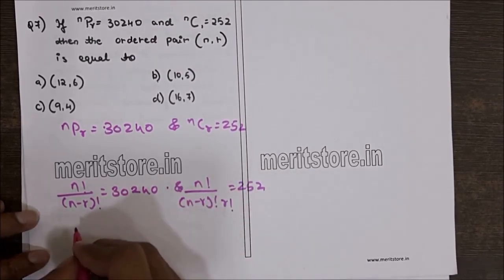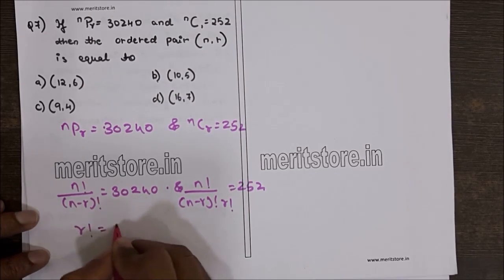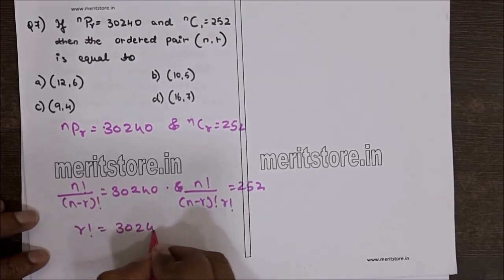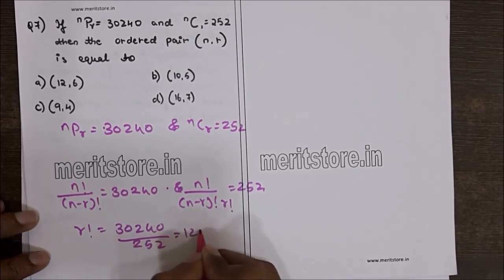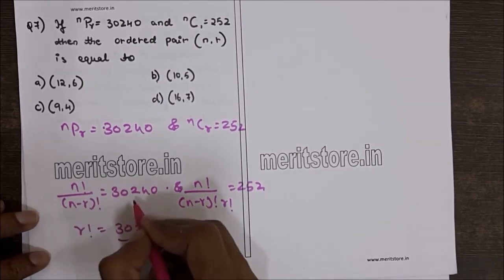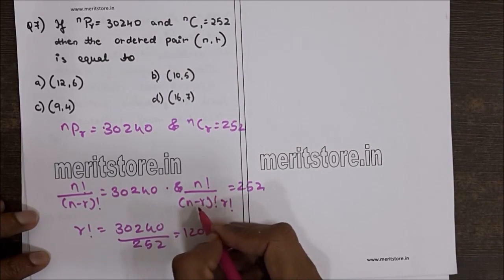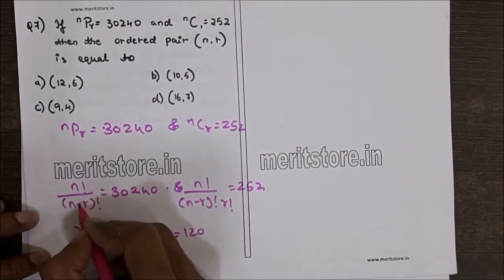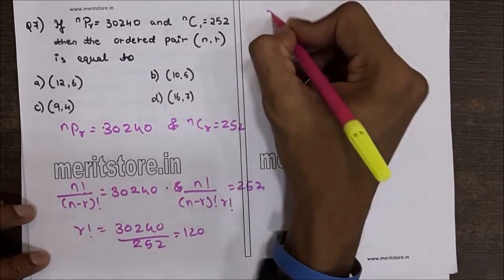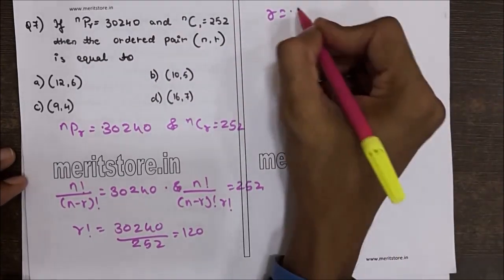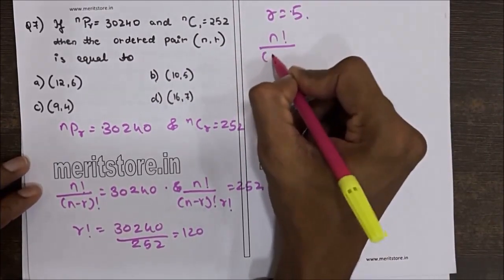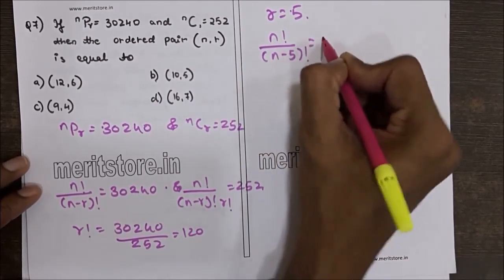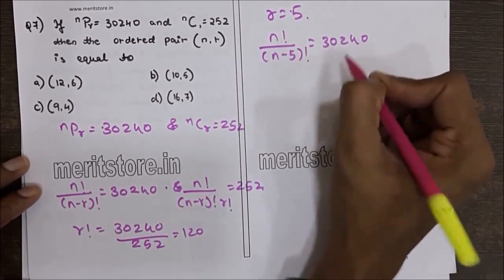Further solving this, we get r factorial equal to 30240 divided by 252, which is equal to 120. Please note that we substitute the value of 30240 in n factorial upon n minus r factorial, which we see over here. So we get r equal to 5, and n factorial upon n minus 5 factorial is equal to 30240.